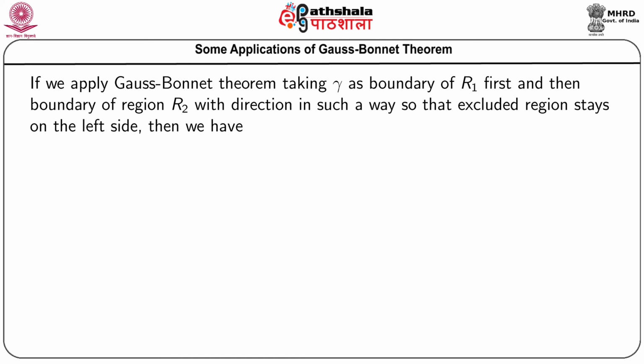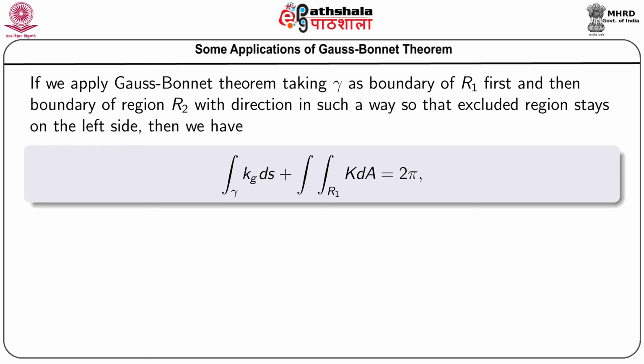Now, if we apply Gauss-Bonnet theorem taking gamma as boundary of R 1 first and then boundary of region R 2, with direction in such a way that the excluded region stays on the left side, we are considering the orientation in this way. Then we have integral of kappa g ds plus double integration over R 1 of k dA equals 2 pi.